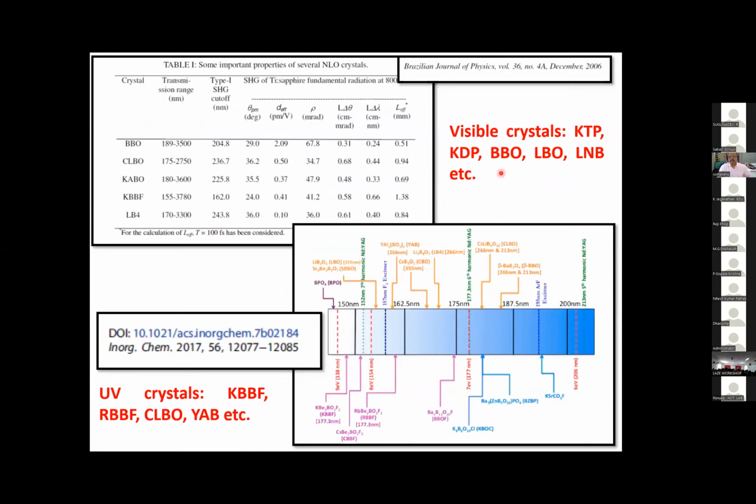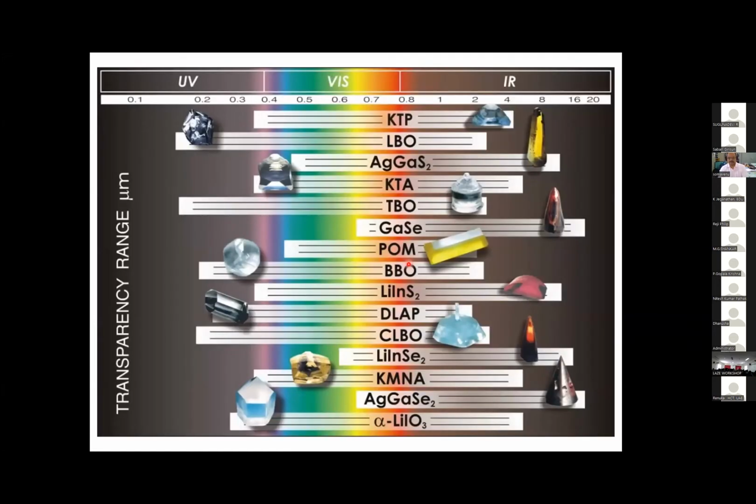You have crystals in the visible region: KDP, KTP, BBO, LBO, lithium niobate. UV crystals: you have KBBF, RBBF, CLBO, YAB, which go all the way to 150 nanometers. So this graph shows you various UV-based crystals, which means if you want to convert your frequency to extreme UV, 150 to 400 nanometers, then one needs to use this kind of crystal because they have transparency in that particular region. Also, they have good nonlinear coefficient.